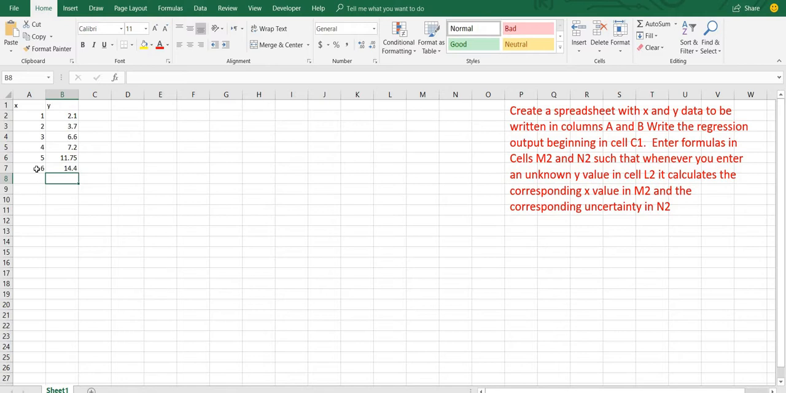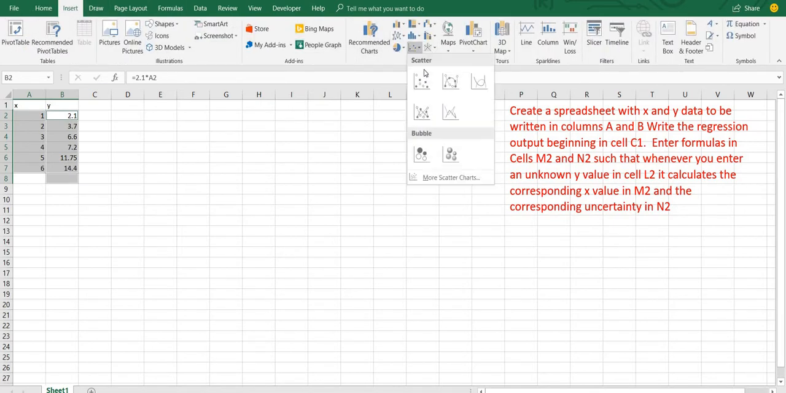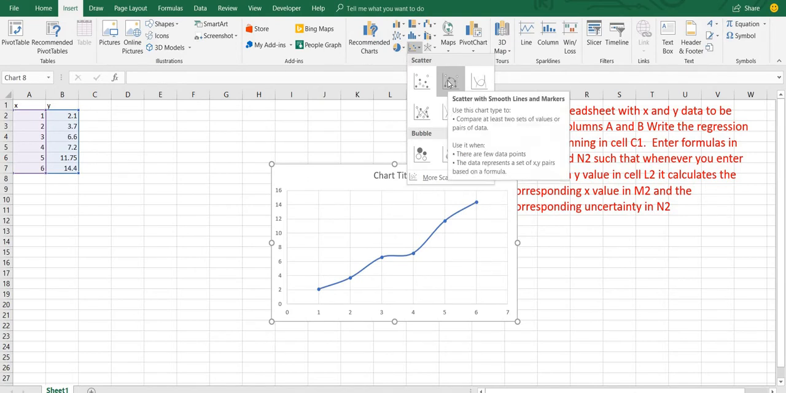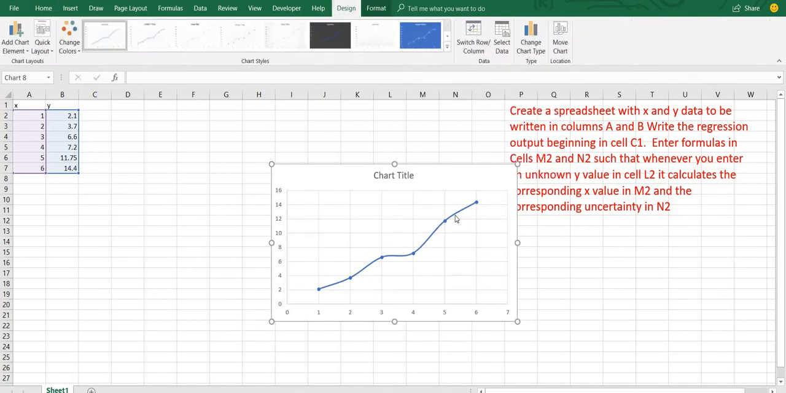Now to make sure it's a linear plot, you can always check the graph before you move on. So let's graph this. Go to insert, scatter. Let's try again. Now you can see it is a linear plot. It doesn't have to be a straight line, but it's close to a linear plot. So now we can move on to our next step.